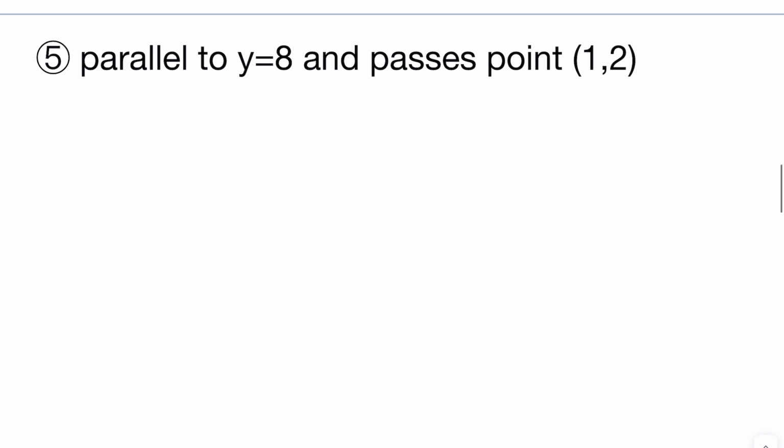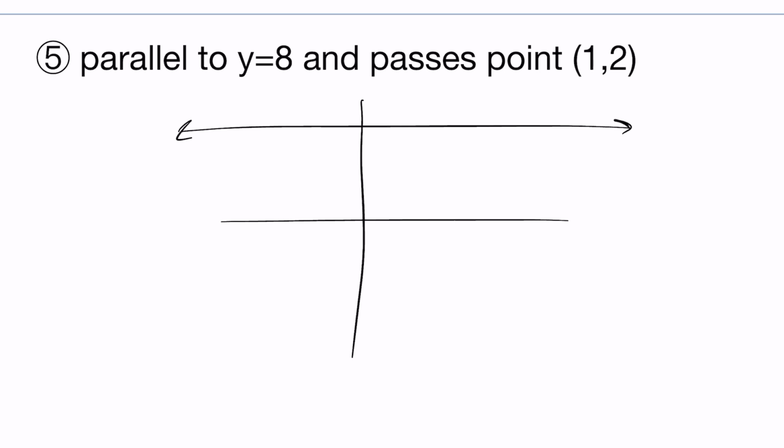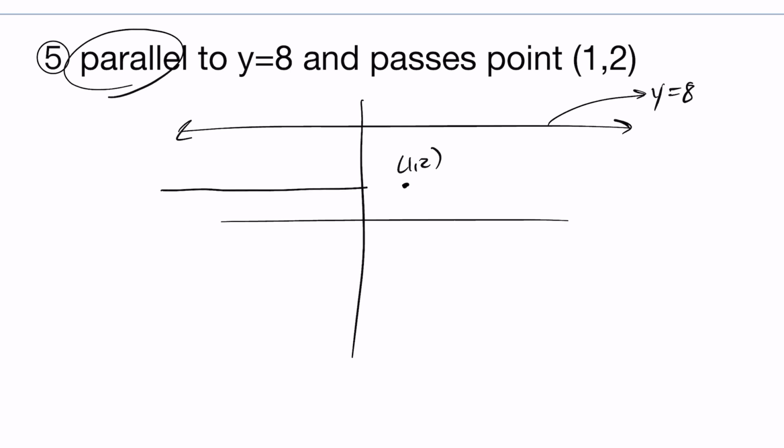So the next question here, same sort of idea. Now they want you to find an equation that's parallel to y equals 8. So y equals 8, now they flipped it on us. This ends up being a horizontal line at y equals 8. I want to create an equation that's parallel to this line. And it crosses through the point 1, 2. Well, maybe this is the point 1, 2. Since my equation is parallel, it's also going to be a horizontal line.